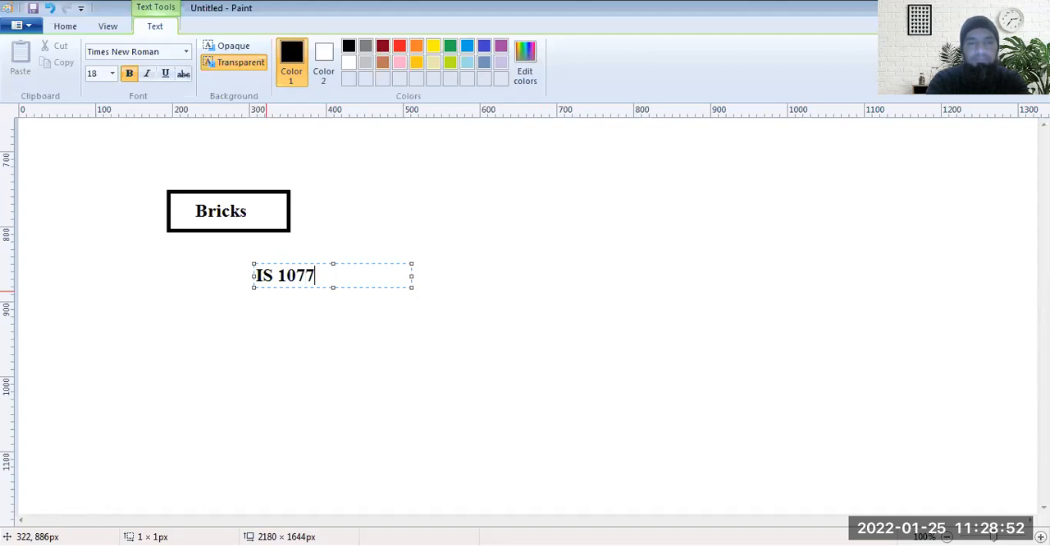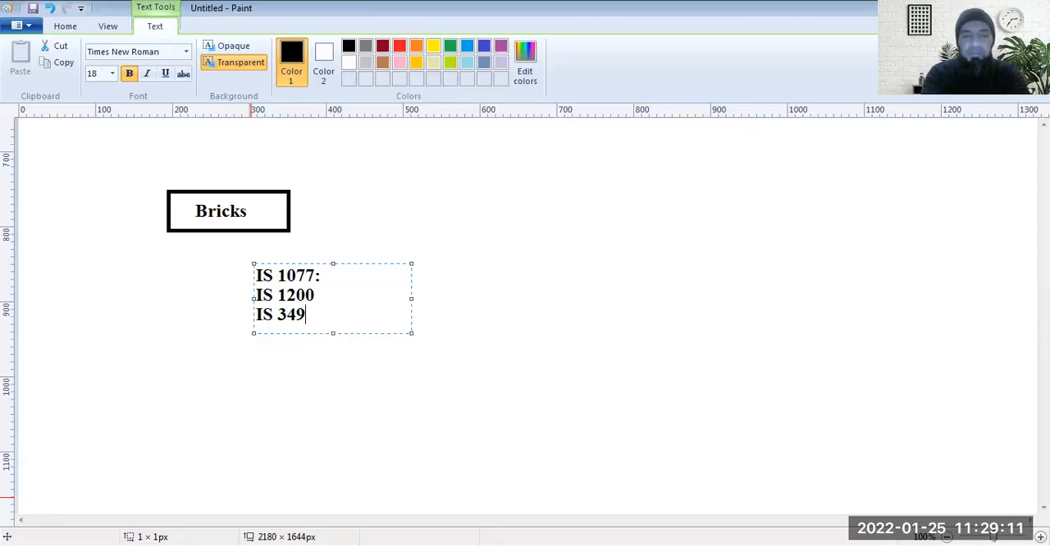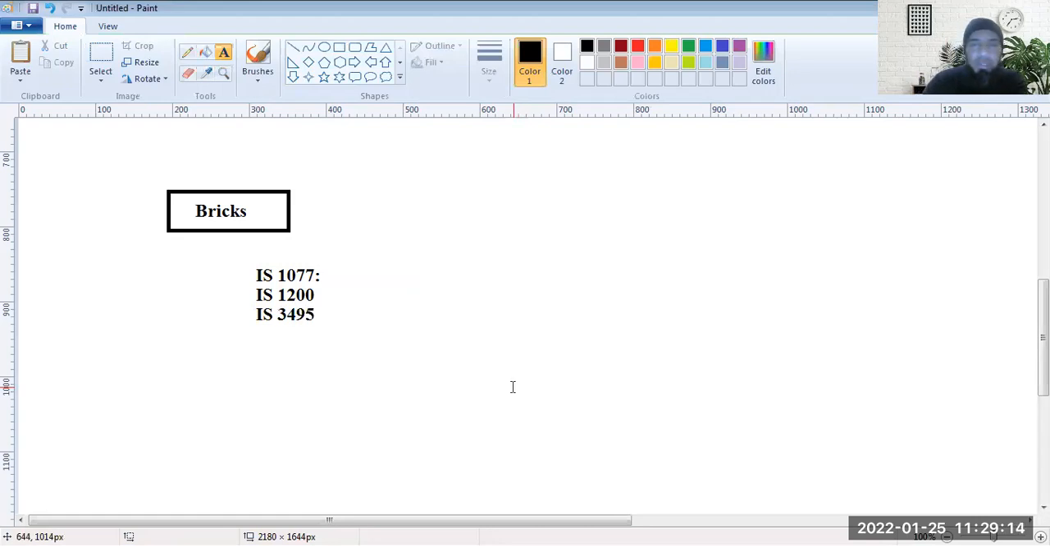Now, there are different classes of bricks as per different codes. There are IS codes like 1077 is being used. 1077 is one code. 1200 is another code related to bricks. These are for the Indian standard codes. IS 3495. And there are many codes which are used for classification of bricks into different types.